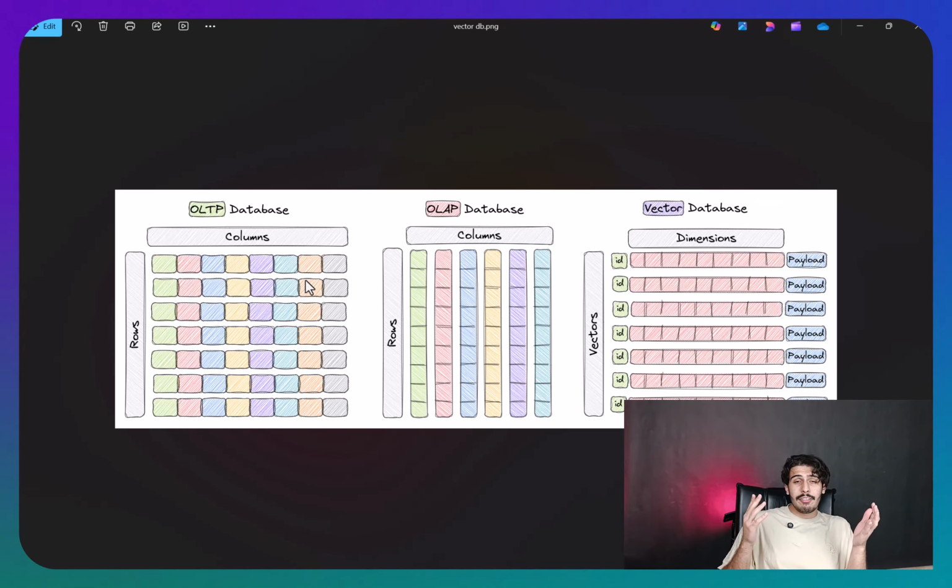But what about vectors? What about these numbers? Where should we save them? Which database is best for them? Well, vector databases are a different category, and they are optimized for vectors. That's all. That's the only data we save into them.